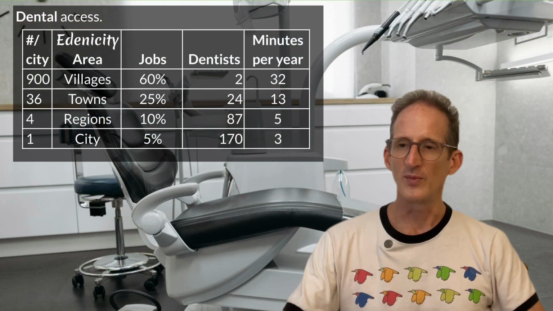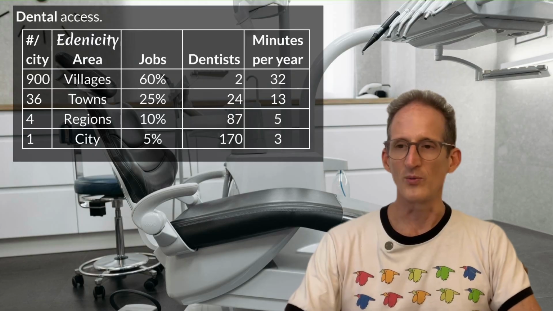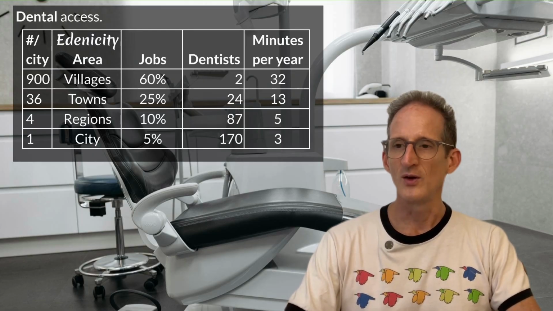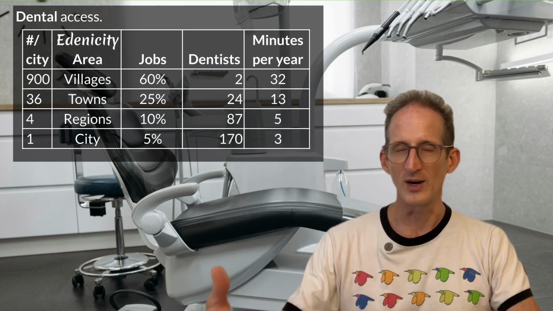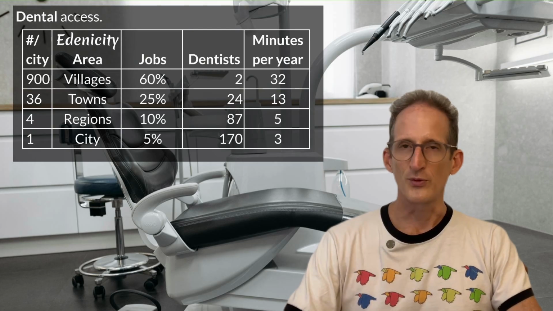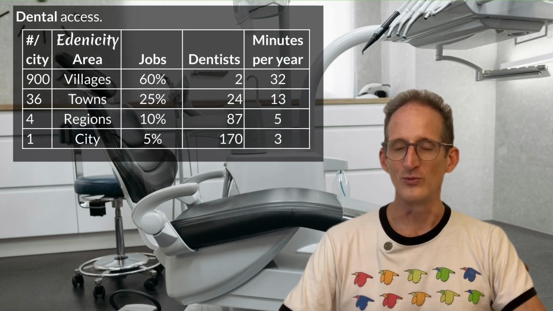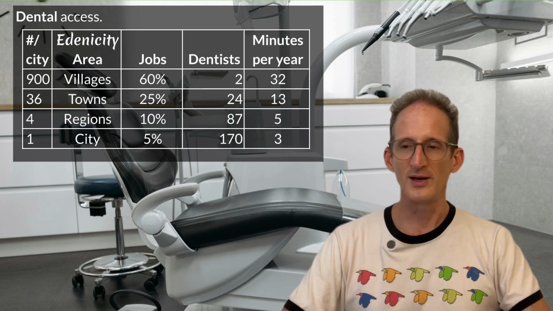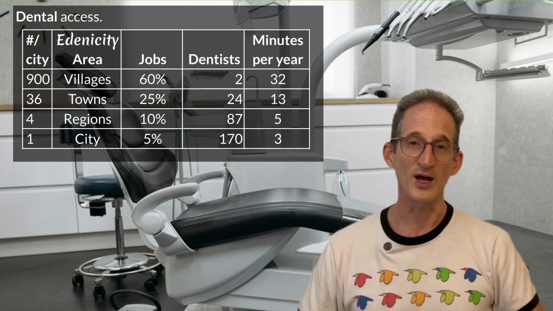What about dentists? Again, plugging in the averages from around the world, we end up with 2 dentists per village of 6,000, which works out to 32 minutes per resident per year. And we work our way down to the specialists in the city at 3 minutes per resident per year. Now, really good dental care is important, and I think we could easily double this, at least at the village level, and have even better health outcomes without breaking the bank.